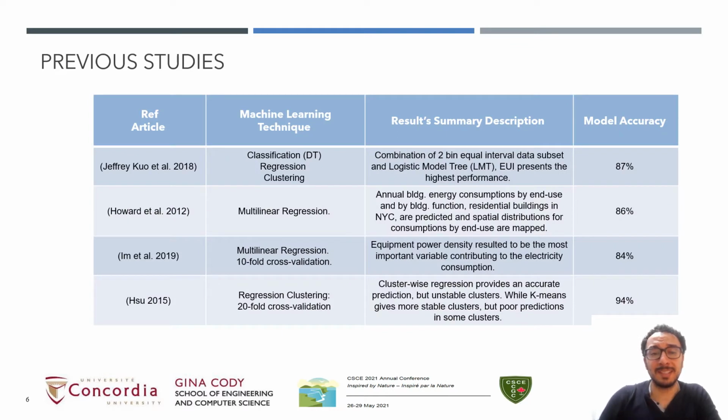Regarding previous studies, several authors shown in the table have carried out similar studies by applying classification and regression machine learning techniques to predict building energy consumption based on the most influential predictors or attributes, such as building characteristics, building age, location, and historical weather data. Some of these authors are shown in the table, and they have reached the shown accuracies, ranging from 87% to 94%. And they have found important associations between these parameters and the building energy consumption.